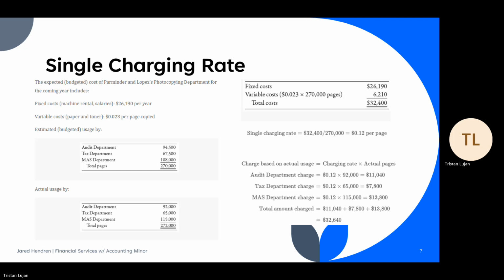To find your charging rate, you add up all the fixed and variable costs as you can see here, and then you divide by the budgeted usage, which comes out to 12 cents per page. Then you multiply that rate by the actual usage for each department. The snippet shows this being done for all departments so that you can see how much cost needs to be allocated to each department.